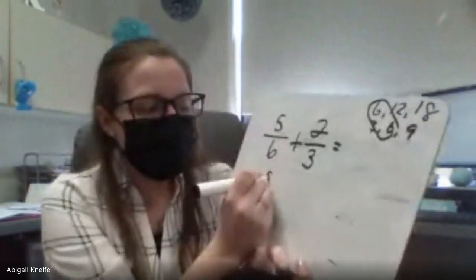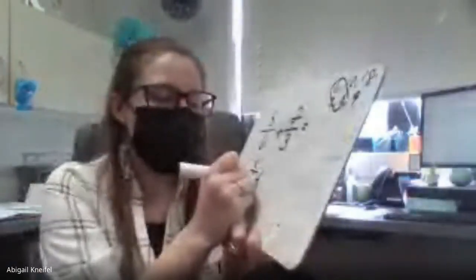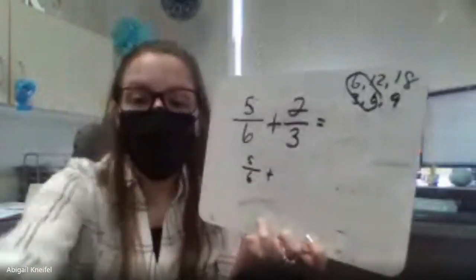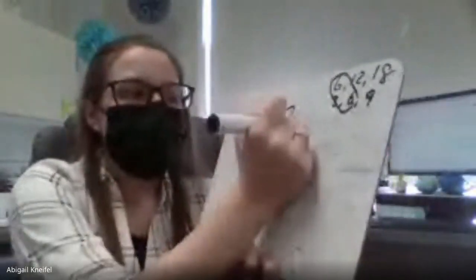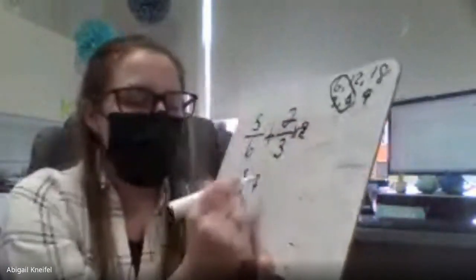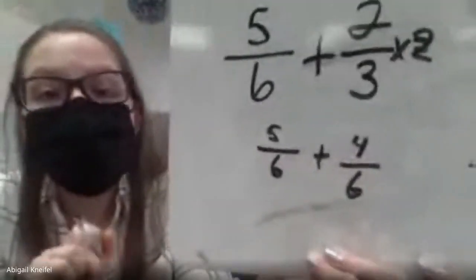So 5/6 gets to stay the same. We don't have to change that guy. But we do have to change 2/3. And what we do to the bottom, we have to do to the top. To get 3 to 6, you have to multiply it by 2. So we need to multiply the top by 2 as well. So now we have 5/6 plus 4/6.